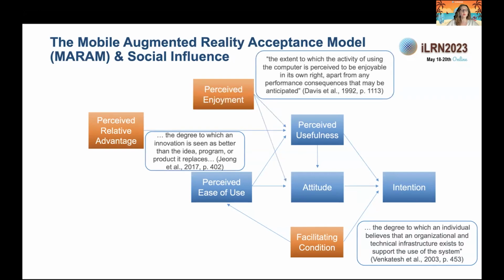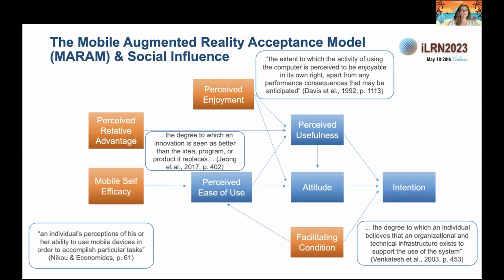The third variable is the perceived enjoyment, which is defined as the extent to which the activity of using the computer is perceived to be enjoyable on its own right, apart from any performance consequences that may be anticipated. The fourth variable is the mobile self-efficacy, which is defined as an individual's perceptions of his or her ability to use mobile devices in order to accomplish particular tasks. And the fifth variable is social influence.